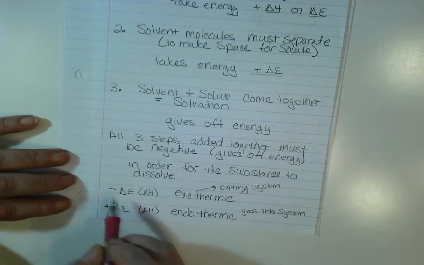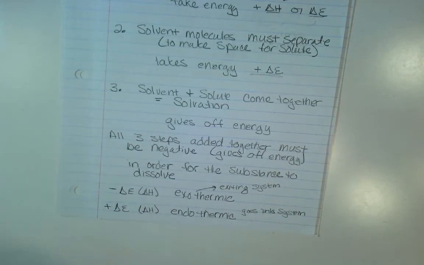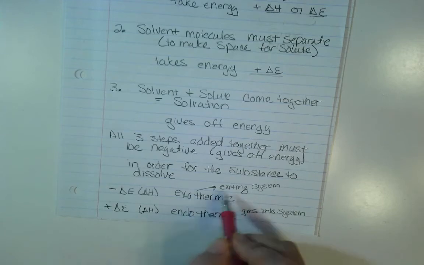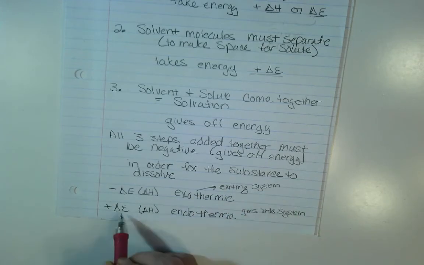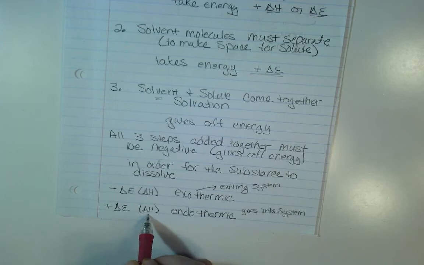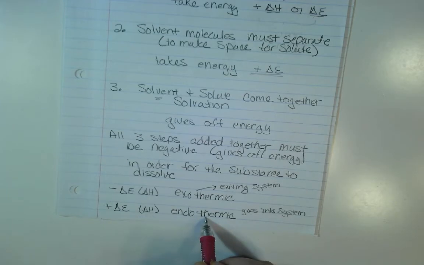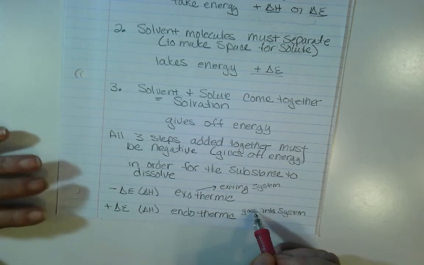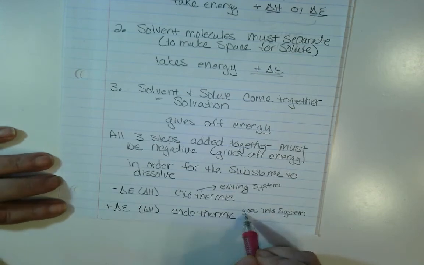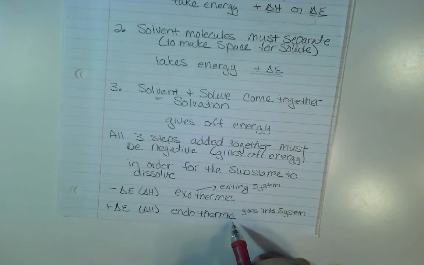So if it is negative delta E, it's giving off that energy, it's going to dissolve, it's exothermic, exo, exiting the system. If it's a positive delta E or delta H, it's an endothermic solution, and that means energy goes into the system. We're putting energy into the system, and it probably won't dissolve.